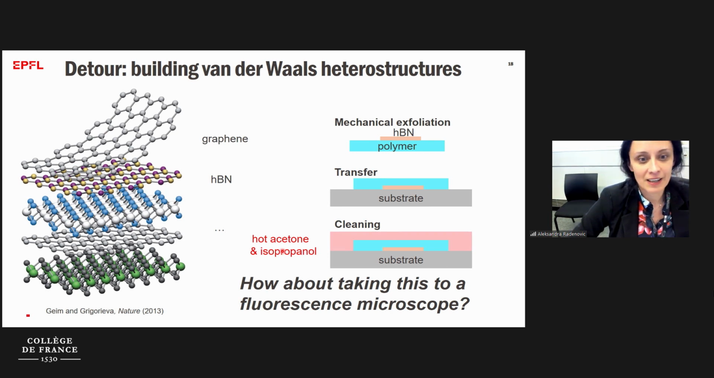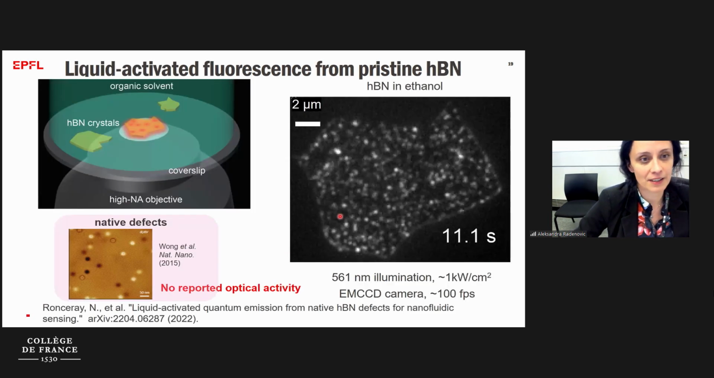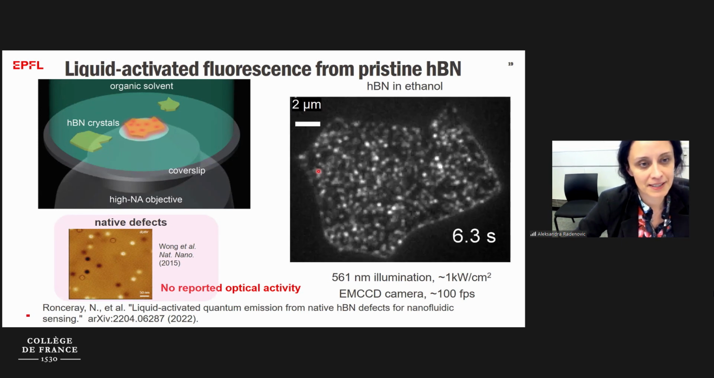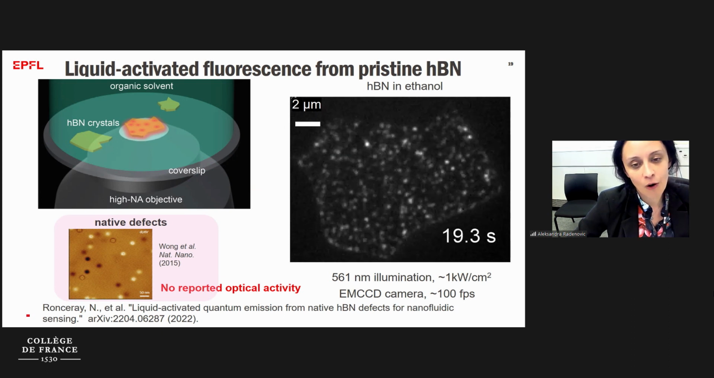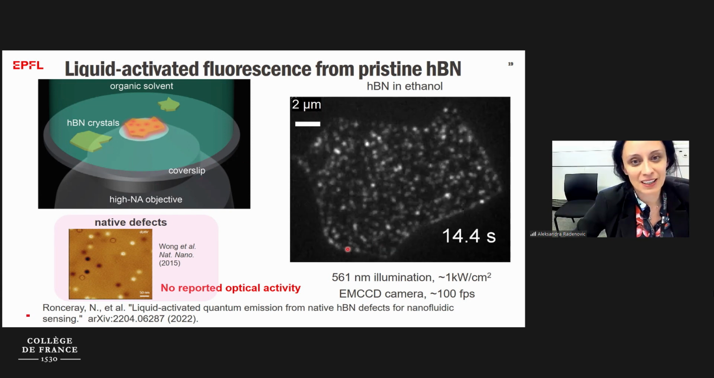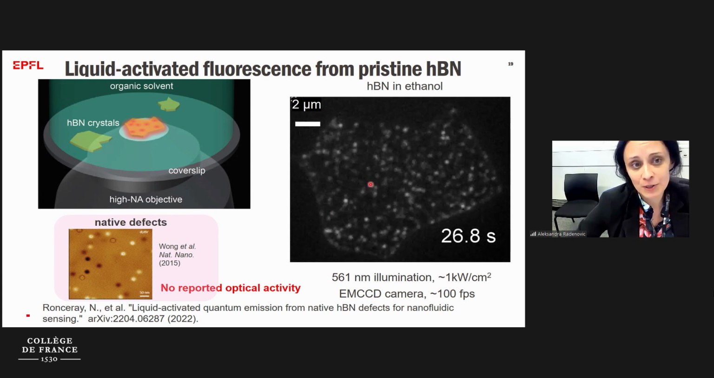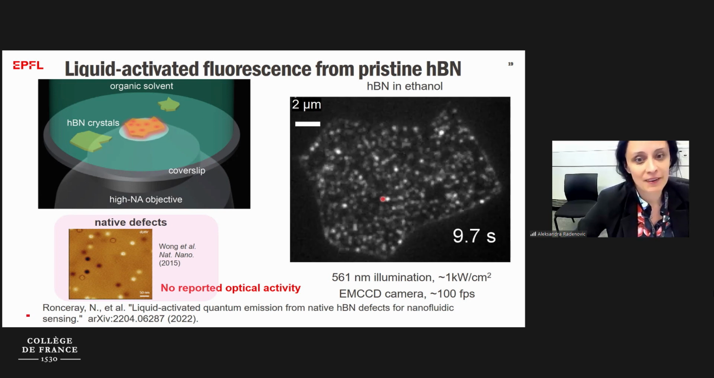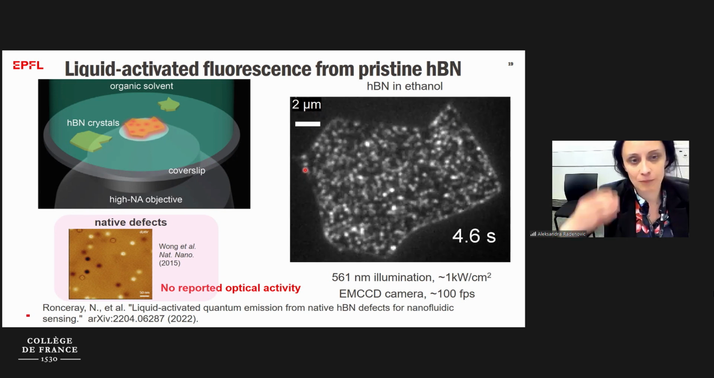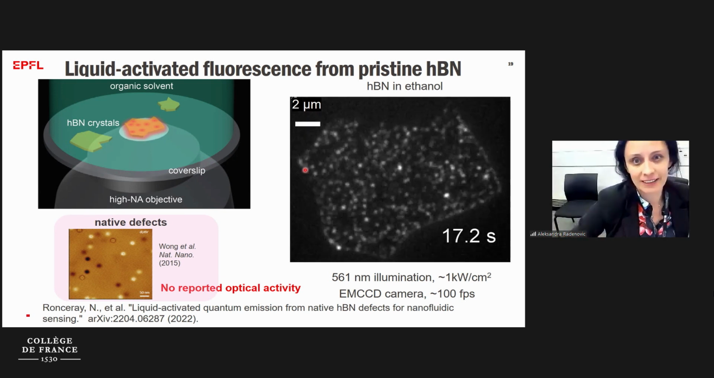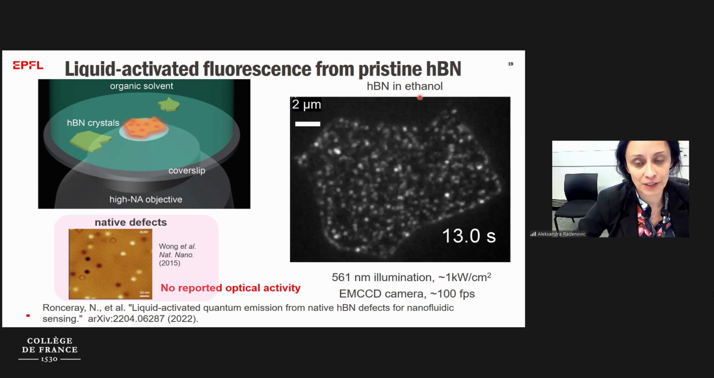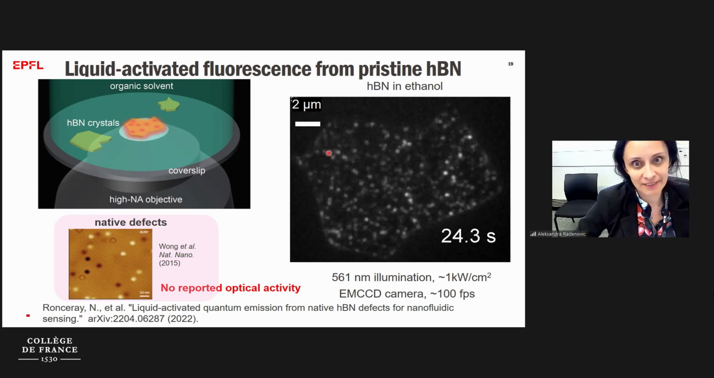And if you do that, what you would see very easily, so this is how Nathan phrased it, is a 5-minute sample that you can always make and always reuse. So this type of images or movies can be produced very easily, in this case using pristine hexagonal boron nitride and organic liquids. This particular movie features interaction of the ethanol with native defects in hexagonal boron nitride.